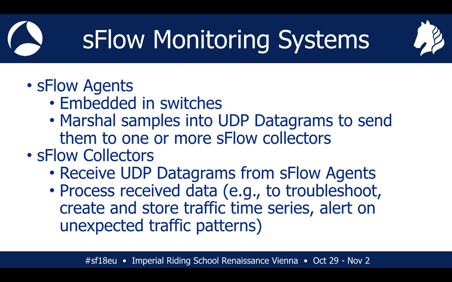So now that we have seen the visibility that is provided by sFlow, when it is useful and when it is not useful, we can move to have a closer look at an sFlow monitoring system. An sFlow monitoring system is basically composed of two parts, the agents and the collectors. The agents are those that are embedded in your network devices, such as the switch we have seen before, and they are in charge of creating the samples and marshaling them into UDP datagrams that are sent towards one or more collectors. So what is an sFlow collector?